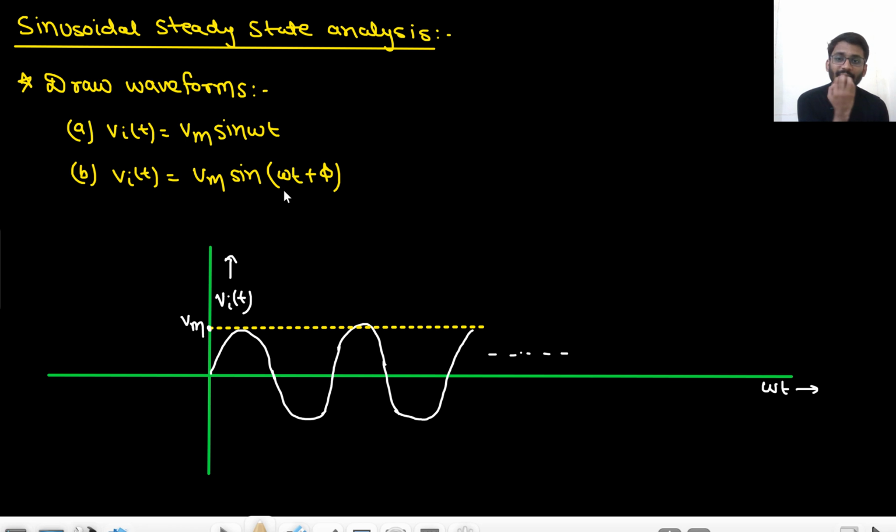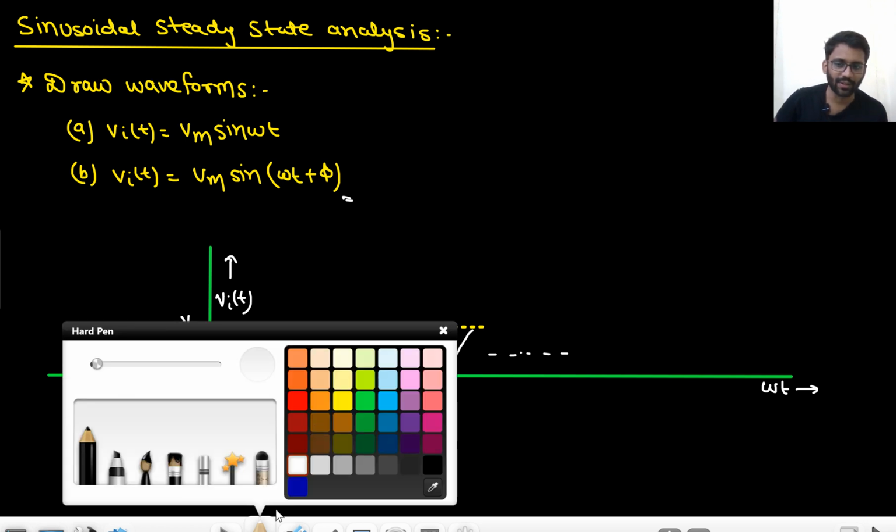Now what about Vm sin omega t plus phi? So what do you think? When omega t is equal to minus phi, at that time we will have zero value. So that means this waveform is advanced by phi angle. That means it will start phi angle before. So let's assume this is 0, the first waveform starting from 0. So this will start phi angle before. Let's assume this much is your phi angle, so this other waveform will start from here.